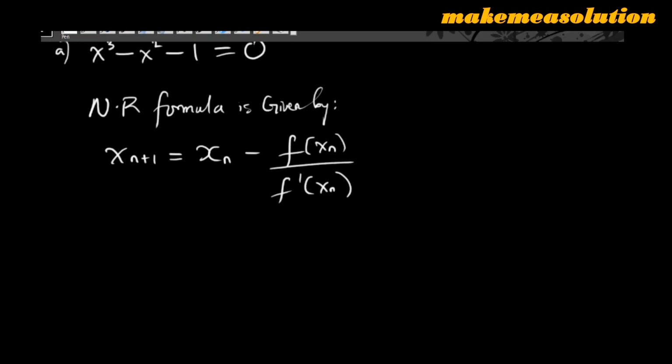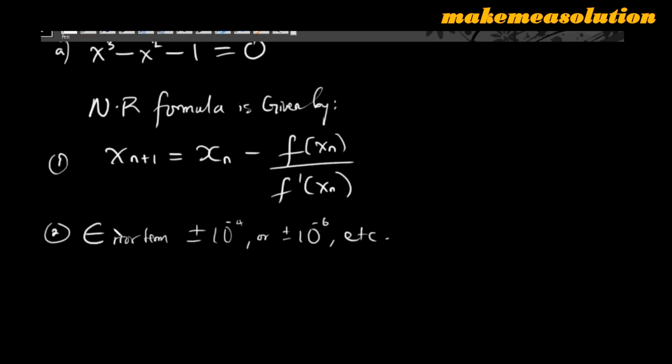Now, this is one component of Newton-Raphson's formula. Okay, Newton-Raphson's formula has about two important components. So the important components are one, this particular formula, then number two, what we call our error term. Sometimes they might say your error term is plus or minus 10 raised to the power of minus 4 or plus or minus 10 raised to the power of minus 6, etc.